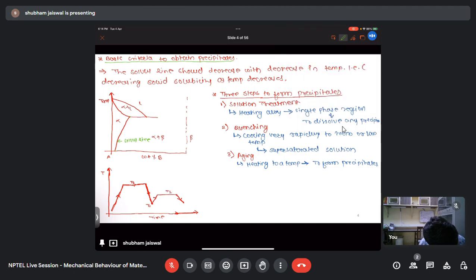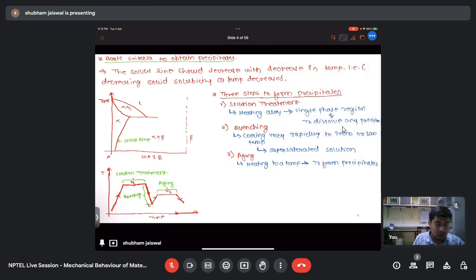So this one is solution treatment. This one is quenching, and this third stage is aging.